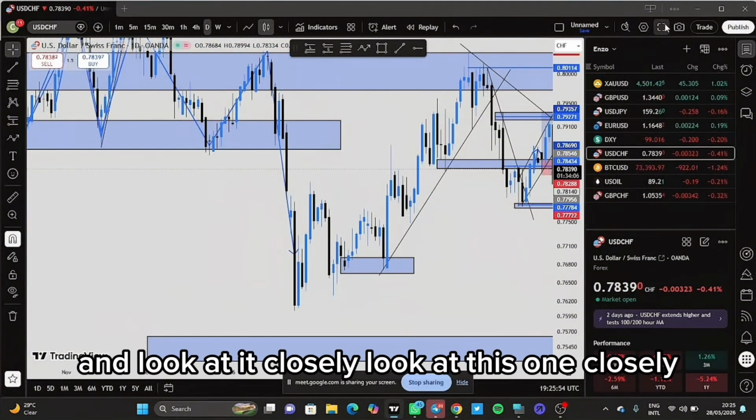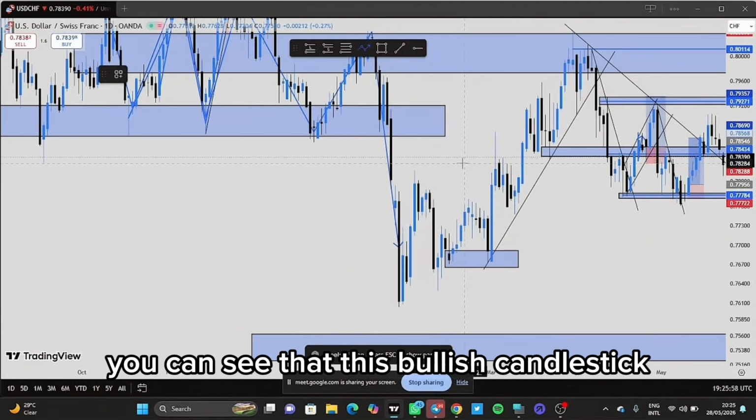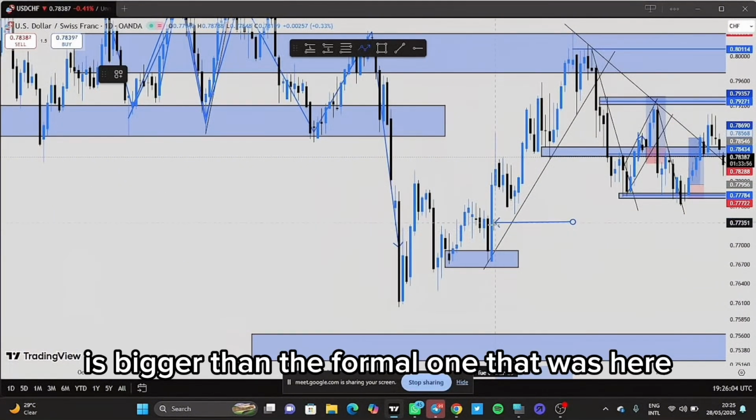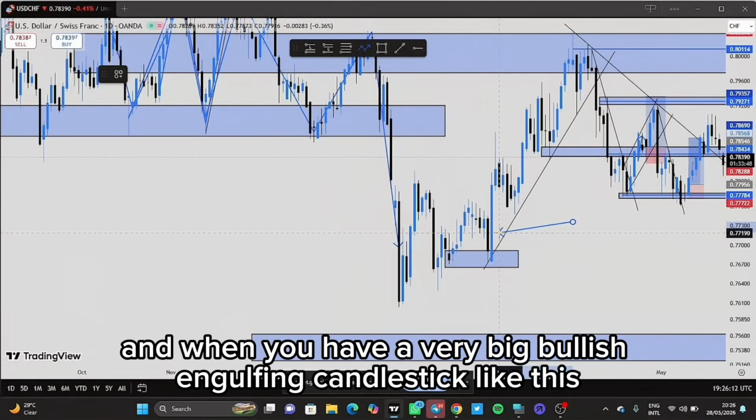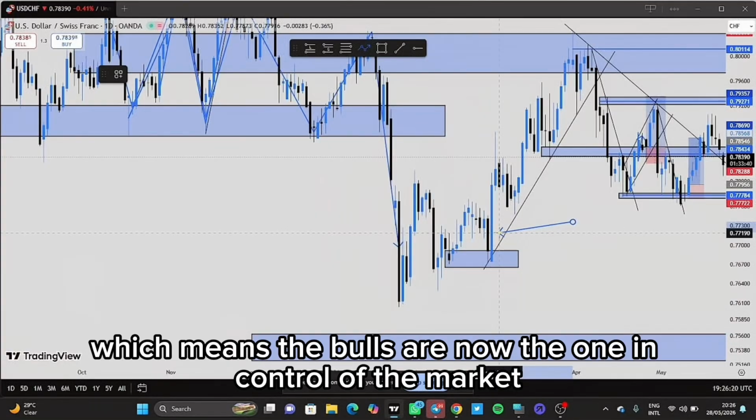And look at this one closely. You can see that this bullish candlestick, which is my blue candlestick right here, is bigger than the former one that was here. You can see it actually overshadows the previous candlestick. And when you have a very big bullish engulfing candlestick like this, it shows total domination by the bulls to buy, which means the bulls are now the ones in control of the market.